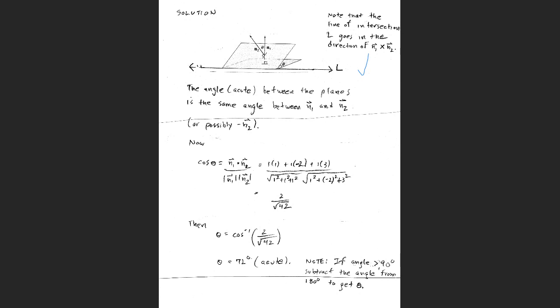In the picture, there are two planes. They intersect along a line L. There's an angle theta between those two planes. So same situation with my two planes: they intersect, and there's an angle between the two planes. Question is, how do I find the angle?